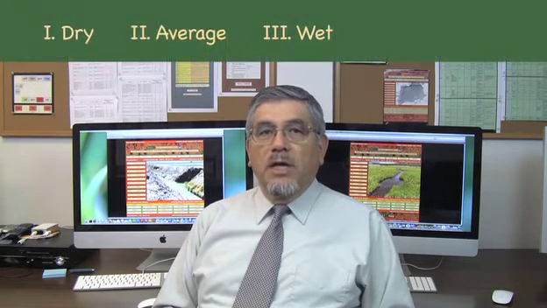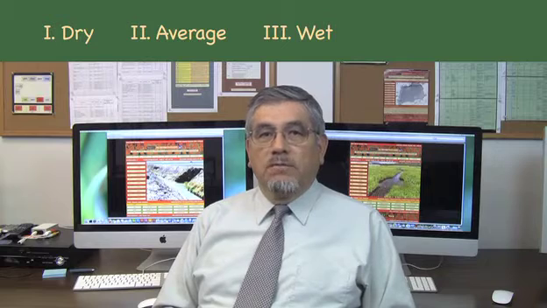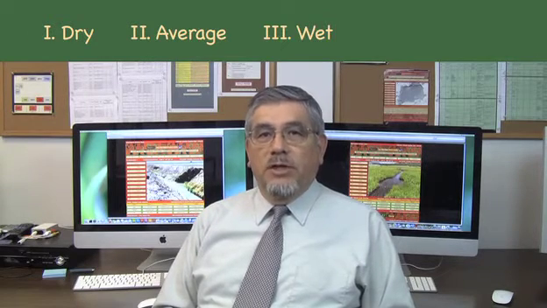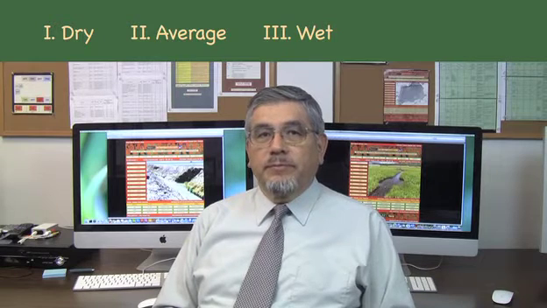Antecedent moisture is the moisture already present in the soil at the onset of the precipitation event. The runoff curve number method recognizes the importance of antecedent moisture in determining runoff. 3 levels of antecedent moisture are defined: 1, dry; 2, average; and 3, wet.